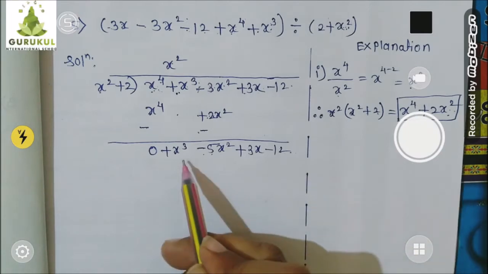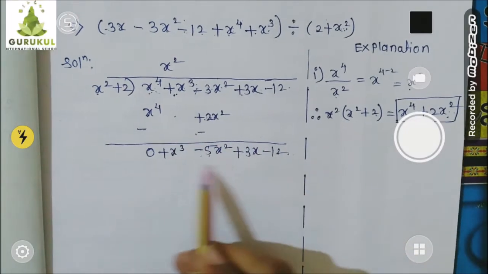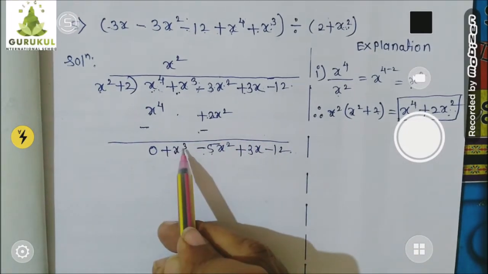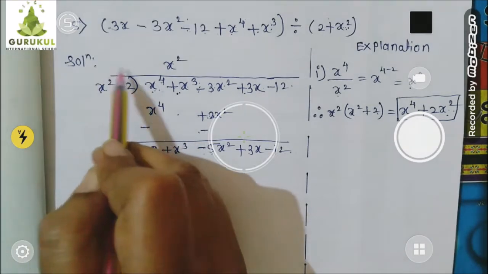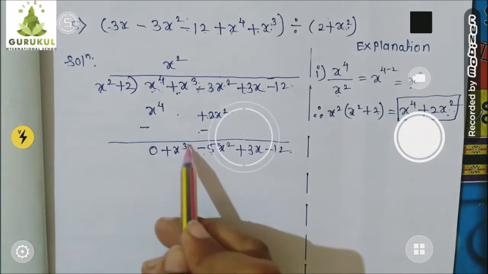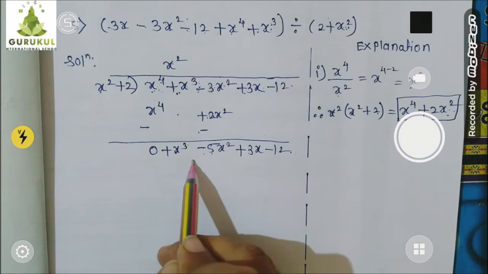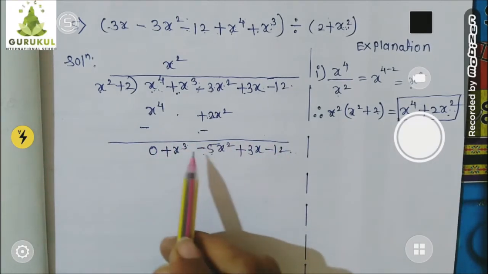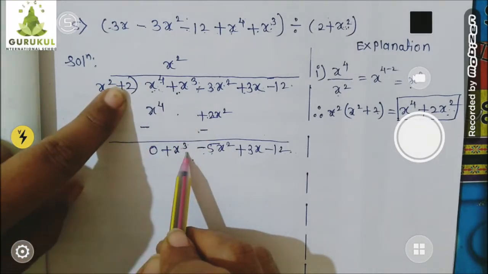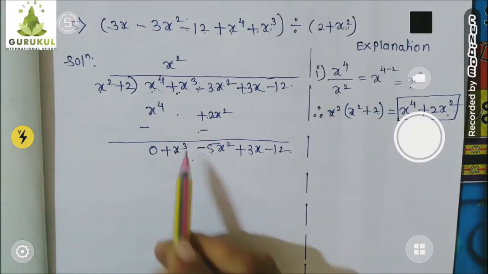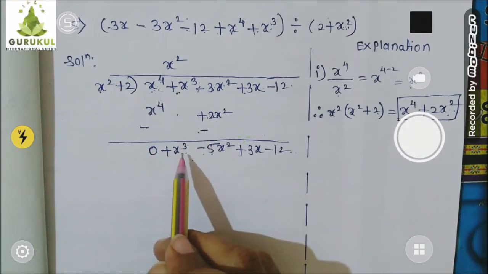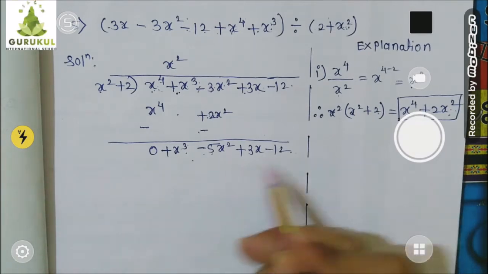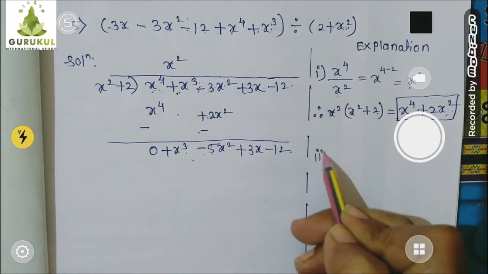Second, shall I continue the division or not? What is the degree of the remainder polynomial? 3. And what is the degree of this? 2. Means this is bigger, so you can continue. We stop the division whenever the degree of the remainder polynomial is smaller than the degree of the divisor polynomial. Okay. But here it is reversed. So we can continue. Now go for the second step.